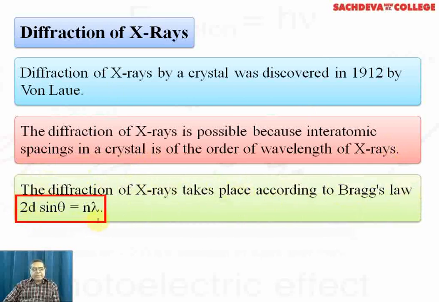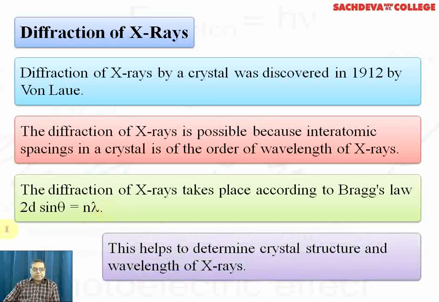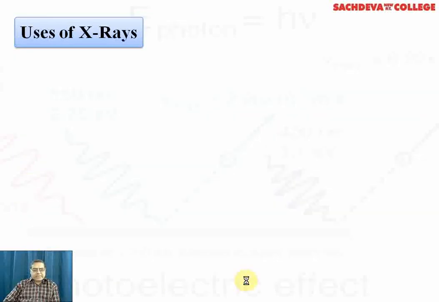2d sine theta is equal to n lambda, where n is the order of the plane, d is the distance between the two planes, theta is the glancing angle, and lambda is the wavelength emitted from the particular plane of the crystal. This helps to determine the crystal structure and the wavelength of X-rays.